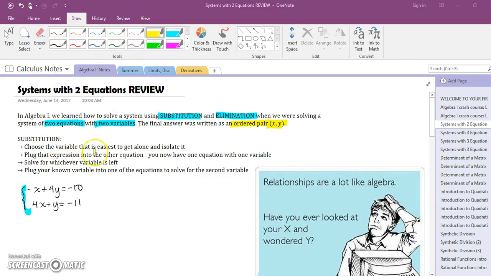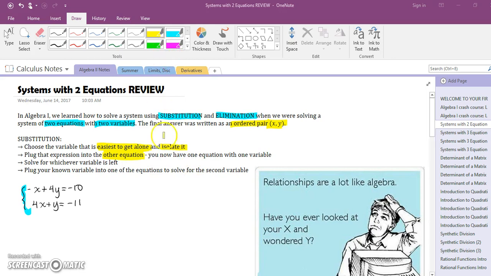So for substitution, just a brief reminder, and then I'll go through these steps with this example. First, you need to choose the variable that's easiest to get alone, and then you're going to go ahead and get it alone and isolate it. Then you're going to take whatever expression you are left with and plug it into the other equation. It's very important you don't plug it into the same one. You have to do it in the other equation, or else you end up with a statement like 2 equals 2 or something like that, and you can't go anywhere from there.